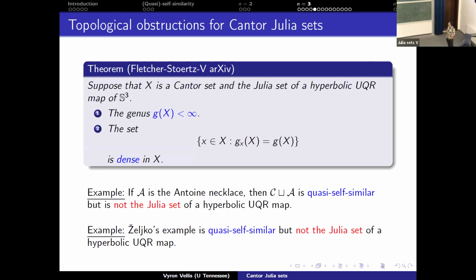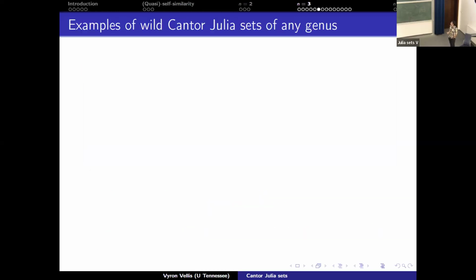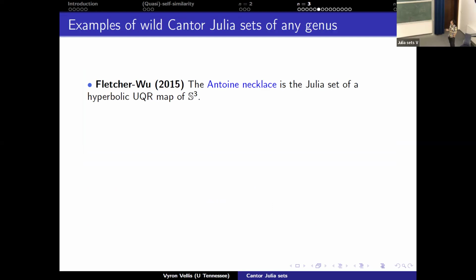Okay, so I told you what we cannot do. So let's see now what we can do. Let's see some examples of wild Cantor sets. The first one is by Fletcher and Wu, who proved that the Antoine necklace is the Julia set of a hyperbolic UQR map of S3.